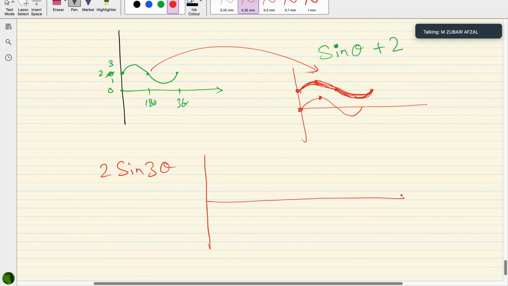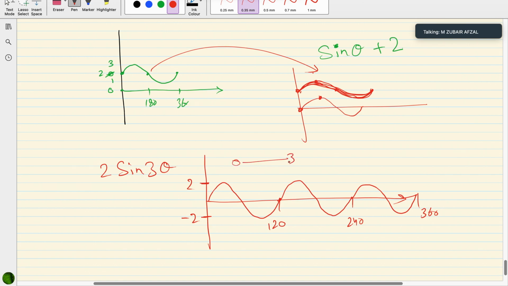So x-axis, y-axis, if I draw this is 1 cycle, this is second cycle, this is the third cycle. So we know that it ends at 360, and dividing 360 by 3, it is 120 and 240. You can still divide all the sections and label them. This is 2, this is minus 2. So it is the graph of 2 sine 3 theta within 360, from 0 degrees to 360 degrees.